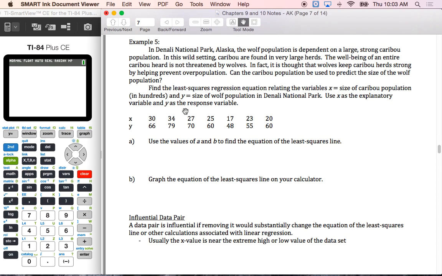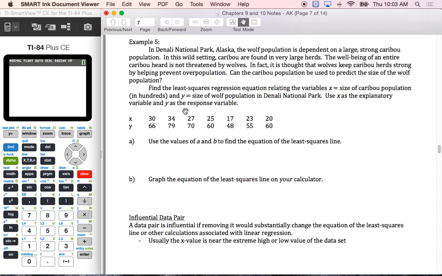Okay, so in Denali National Park, Alaska, the wolf population is dependent on a large, strong caribou population. In this wild setting, caribou are found in very large herds. The well-being of an entire caribou herd is not threatened by wolves. In fact, it is thought that wolves keep caribou herds strong by helping prevent overpopulation. Can the caribou population be used to predict the size of the wolf population?